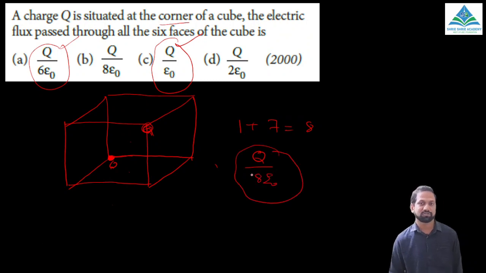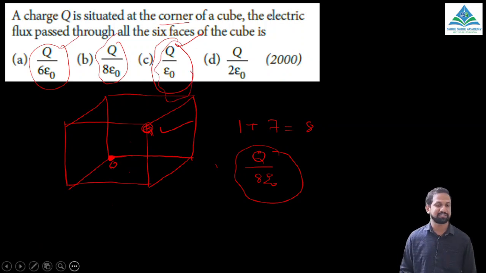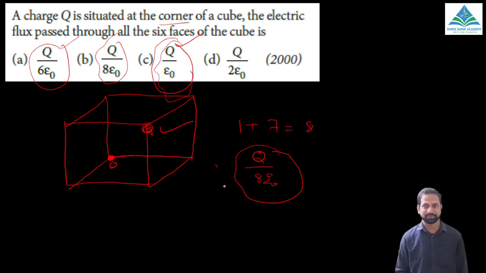It depends on the options actually. If the key given is Q by 8 epsilon naught, this explanation is correct. If the key given is Q by epsilon naught, then my first explanation is correct. I hope you got it.